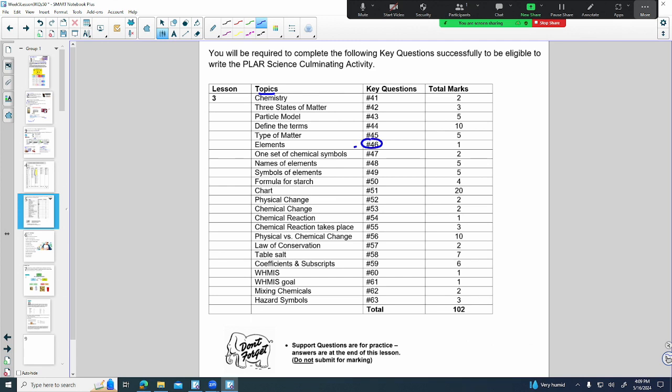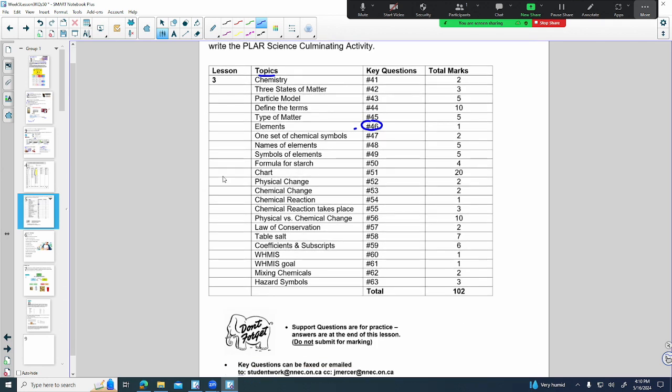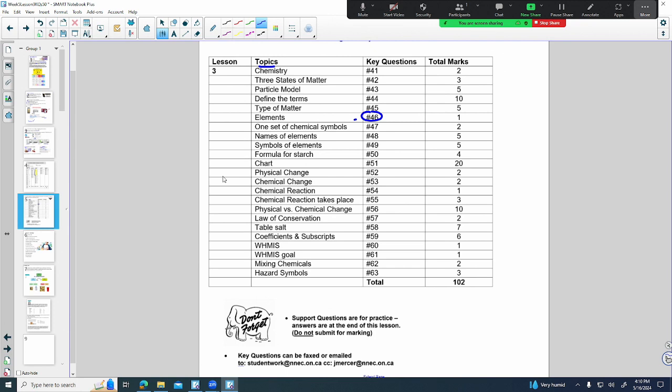Say, for example, you're having problems with elements. That's key question 46. So save that, then you go on to the next question, and then when you call me, or you can send me a message on Messenger, you can just let me know that this is the key question that I'm having problems with. Instead of stopping everything, you can just skip over it and then contact me. But it's a good way to keep track of the key questions you're working on.